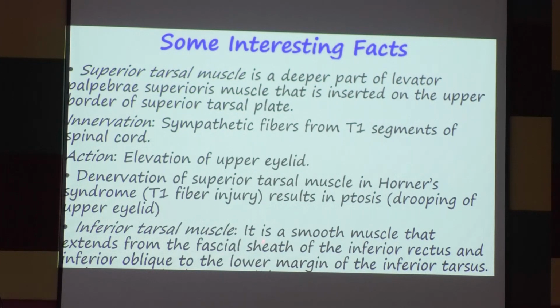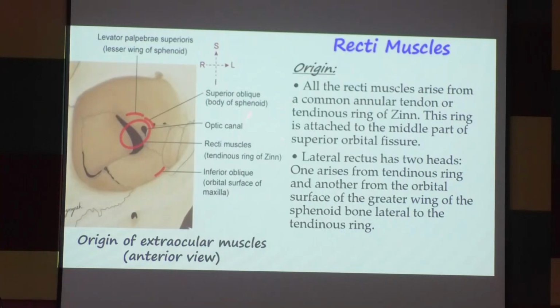The inferior tarsal muscle is smooth muscle that extends from the fascial sheath of the inferior rectus and inferior oblique to the lower margin of the inferior tarsus. Now we will discuss individually these recti muscles. Origin: see, this is superior orbital fissure. The red rounded structure is the position of annulus of Zinn.